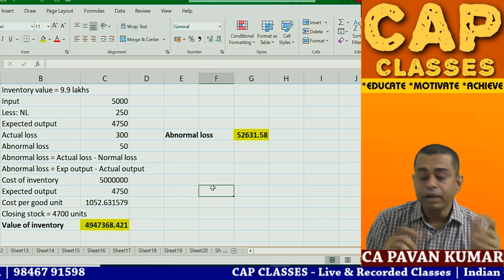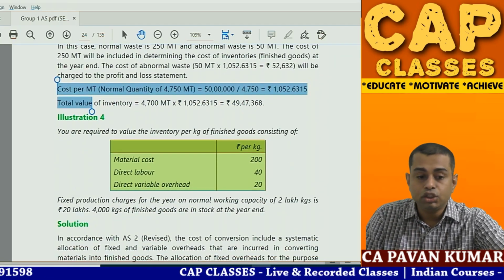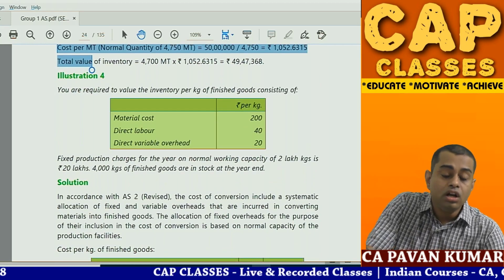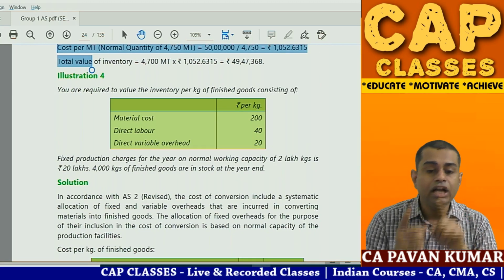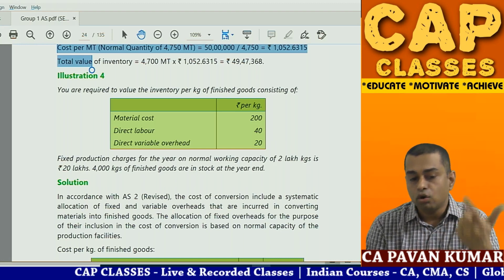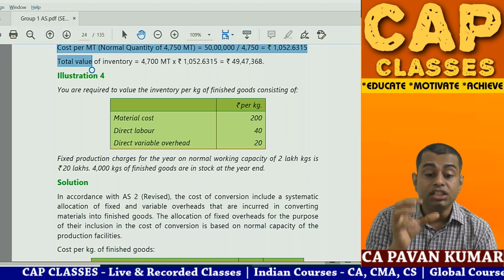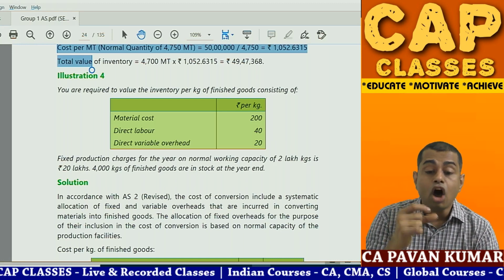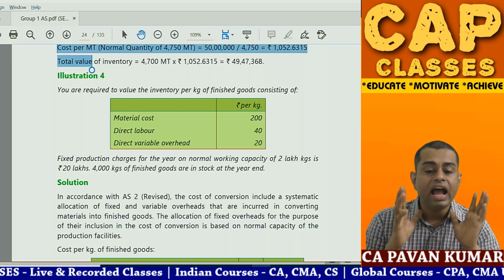You understand? Simple. And this is a very important question from exam point of view. So question number 3 is over. Question number 4. You are required to value the inventory per kg of finished goods consisting of material 200, labor 40, direct variable overhead 20, and fixed production charges for the year on normal working capacity, that is 2 lakh kgs, is 20 lakhs.